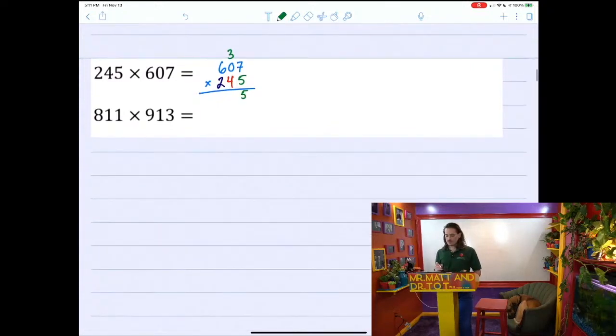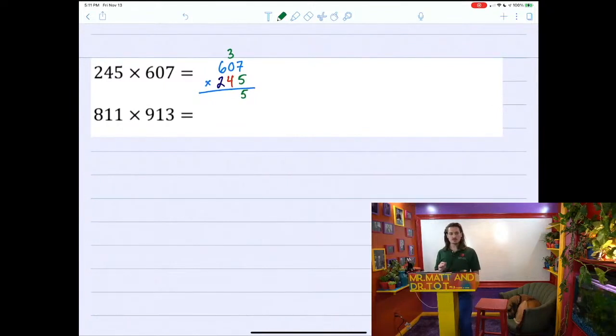For the third value, we're going to have 5 times 6. 5 times 6 is 30. Now there's no other value to regroup over into, so we're just going to keep the 30 and write it out as the last item in the first line underneath the multiplication. So the first line should be 3,035.